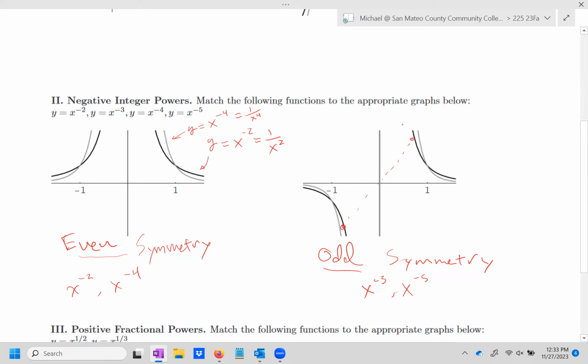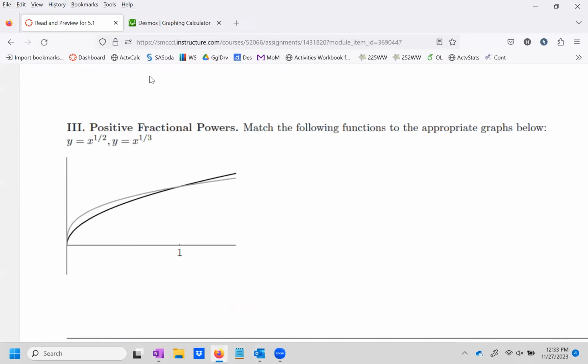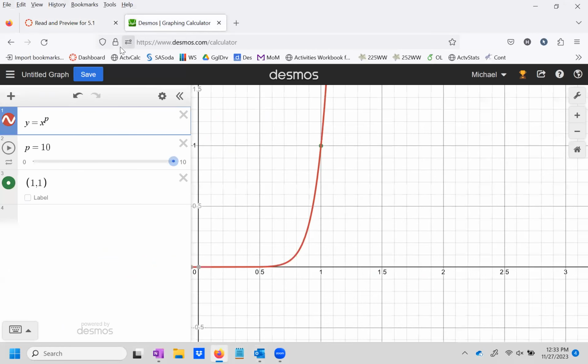So then, which one is the darker one over here? y equals x to the -3, that's what I think. And then this is y equals x to the -5. Okay? And if you're not sure, just plug them into Desmos and see. Like, literally try them.